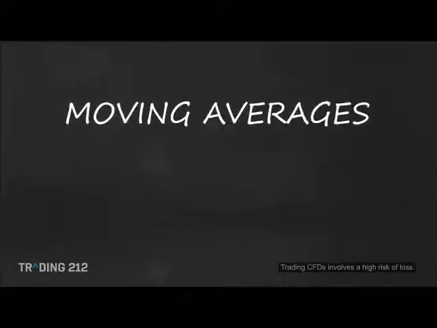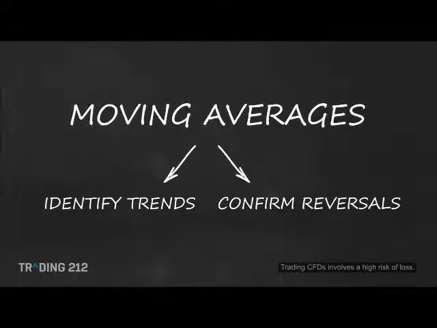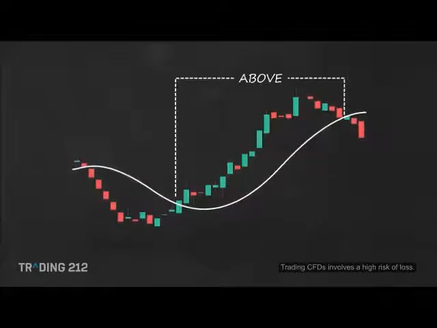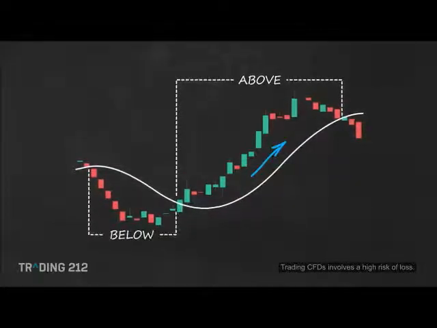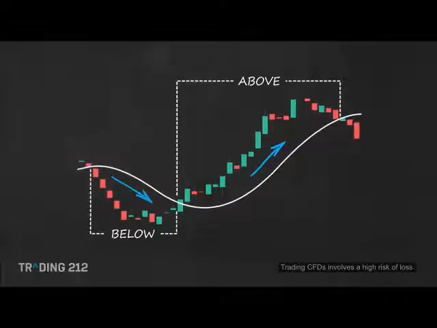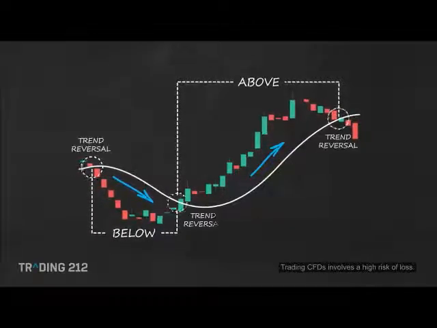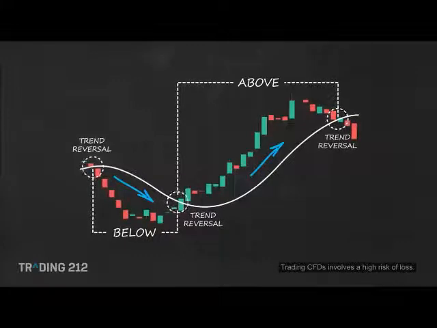Moving averages are used to identify trends and confirm reversals. When the price is above the moving average line, we consider the instrument to be in an uptrend. Conversely, if the price is below the moving average line, we consider it to be in a downtrend. The breaking of the moving average line usually implies a trend reversal.